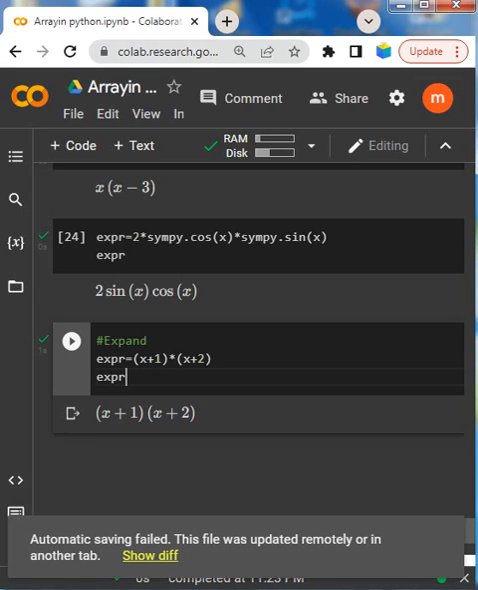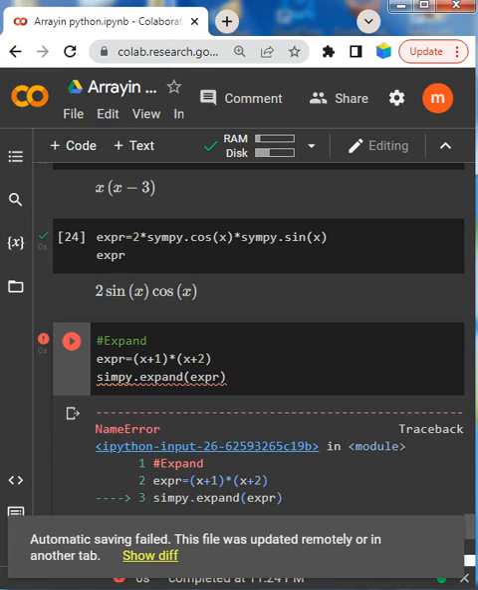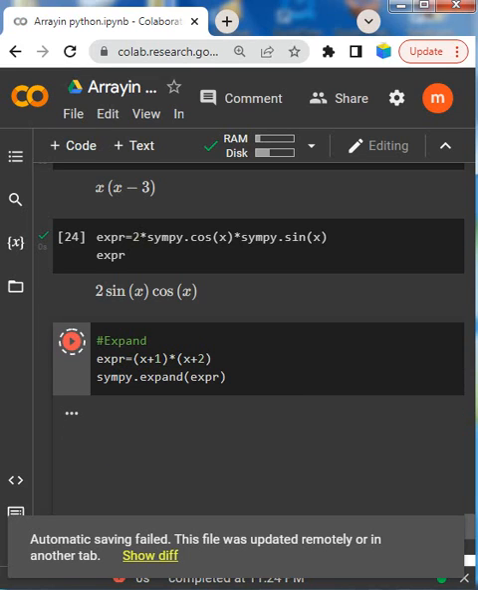But now I want to write here sympy.expand(expr). So let's see. I think I have already used this function. Okay, so it looks like it has been multiplied in a very simple way.